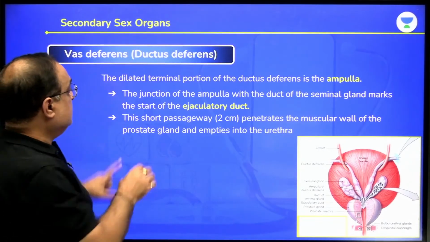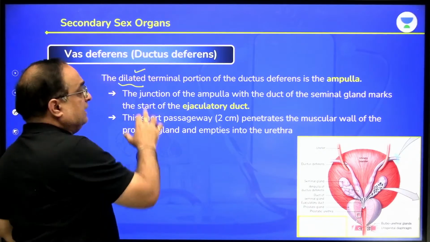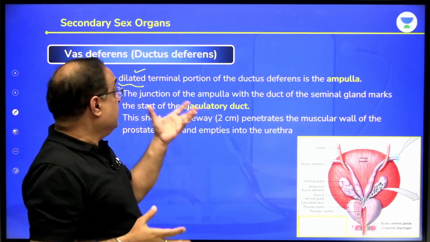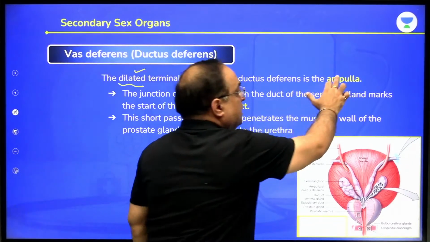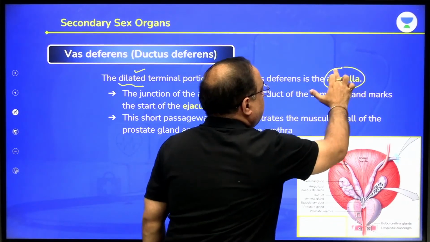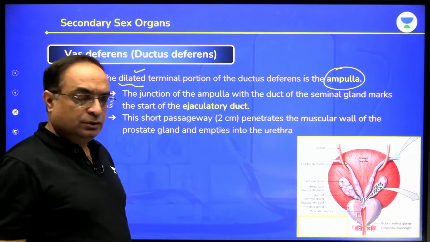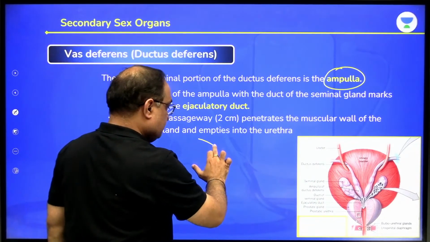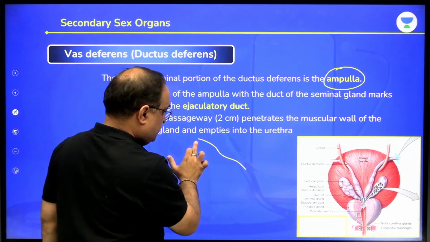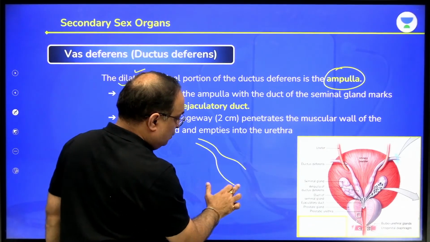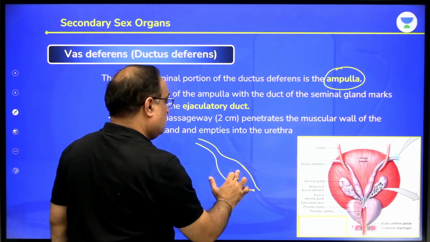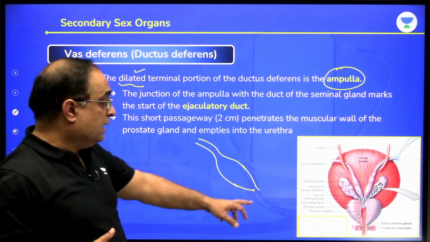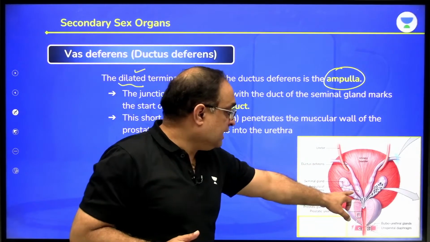Now, dilated means swollen. The dilated terminal portion of the vas deferens is ampulla. You have read the word ampulla in many places. Fallopian tube also has ampulla. Suppose this is vas deferens, then it gets dilated, something like this, the swollen part. So this swollen part of the vas deferens is what is called ampulla. Here you can see the ductus deferens. Can you see the ampulla region?